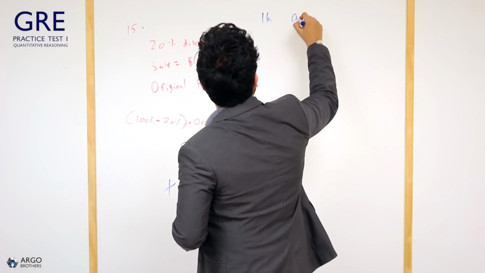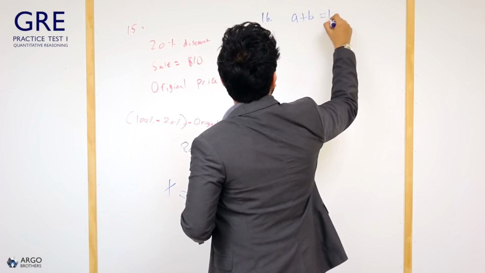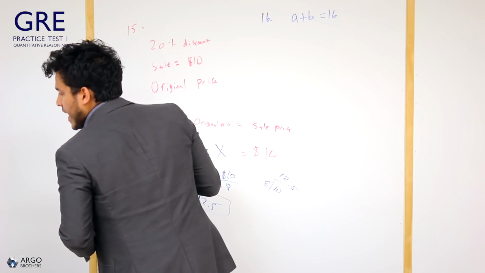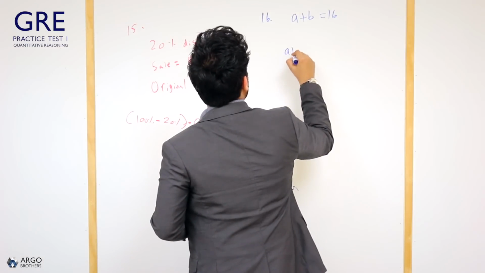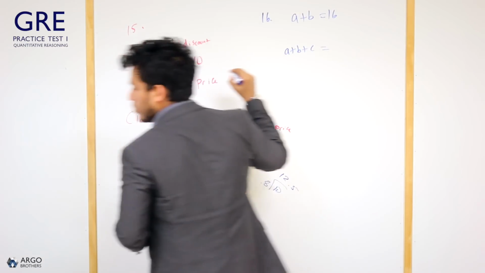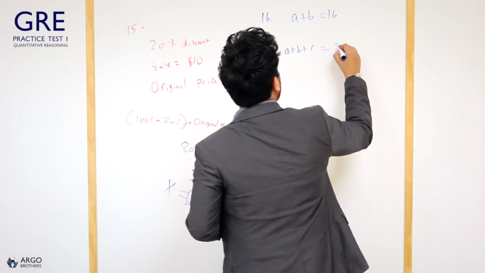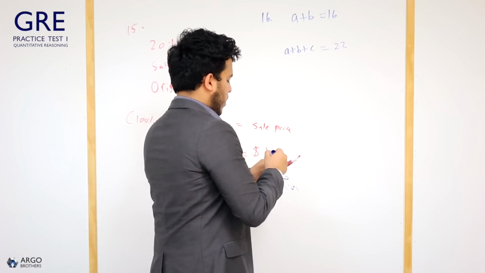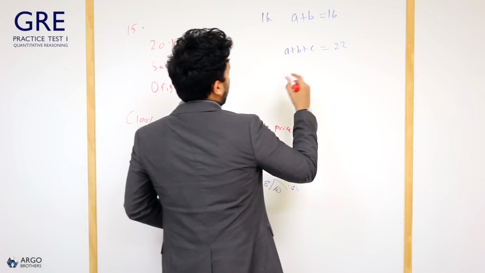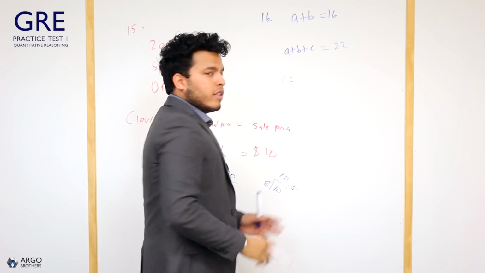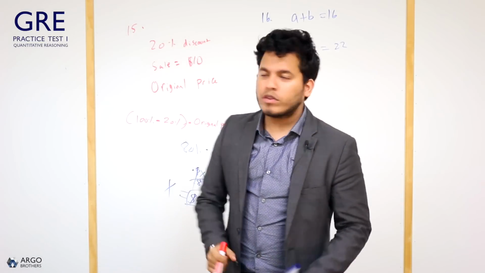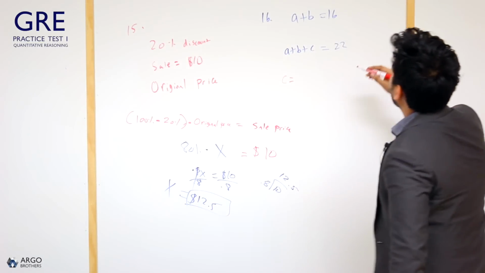Okay, the average of A plus B is equal to 16, and the average of A plus B plus C is equal to 22. Find the value of C, right? What is C? I actually love these kinds of problems. This requires you to use the average formula. What is the average formula?